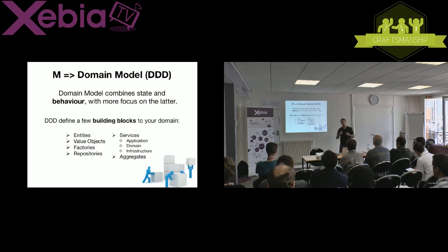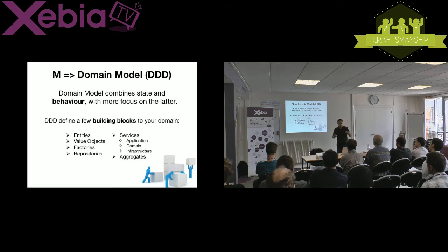But if you're talking about a utility company where they deliver the gas, electricity, telephone, the address is the main entity. It doesn't matter who lives there. So that's when it becomes an entity. Factories are used to create big domain object graphs, aggregates, I'll get there. Repositories normally contain the data that you need to perform your behavior. Services, there are three types: application, domain, and infrastructure.